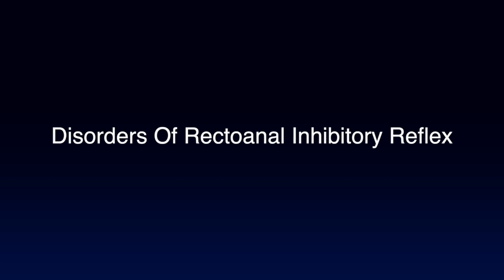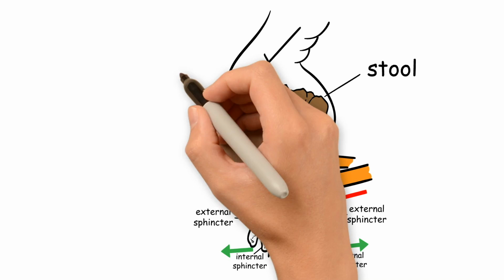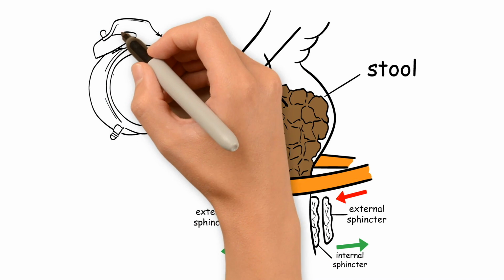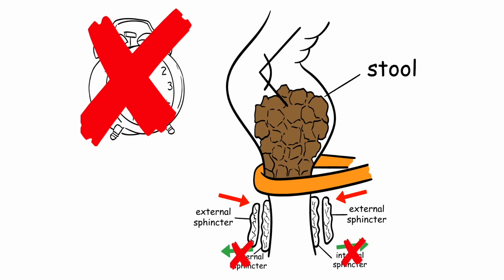The first category is disorders of recto-anal inhibitory reflex. Under normal circumstances, the internal anal sphincter should relax when the rectum fills with stool or a balloon placed in the rectum by an examiner. However, in this disorder, the internal anal sphincter fails to adequately relax, causing difficulty in passing a bowel motion. This is termed anorectal areflexia.